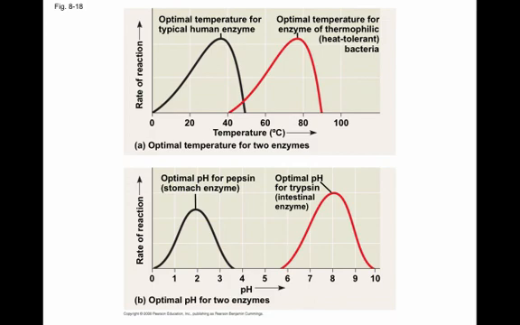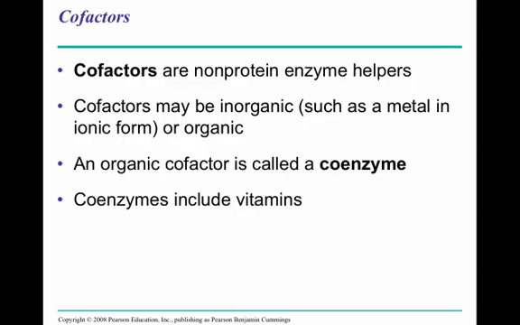Same thing for optimal pH. Our stomach enzyme, pepsin, has an optimal pH of around 2. So if it gets too low or it gets too high, pepsin doesn't do a good job. Trypsin, which is an enzyme found in our intestine, has an optimal pH of about 8. So again, different enzymes in different parts of our bodies with different optimal pHs.